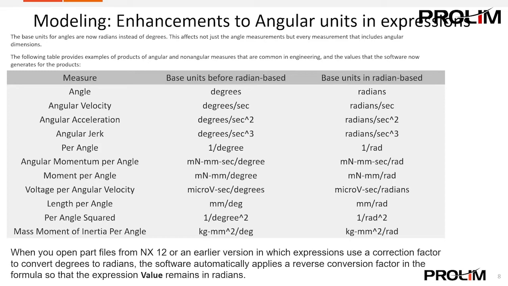Now, you can see here are a few examples of how these would be in the expressions and how they have changed. Now notice down there in the bottom where it says when you open parts from NX 12 or earlier versions, in which expressions use a correction factor to convert degrees to radians, the software now automatically does this for you.